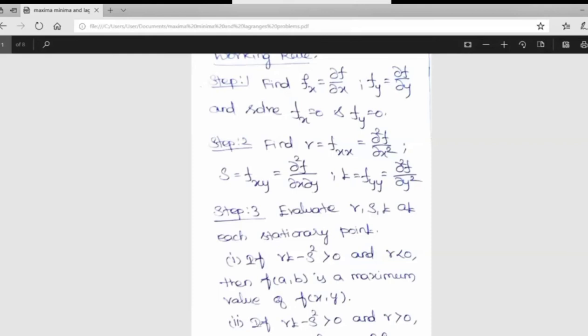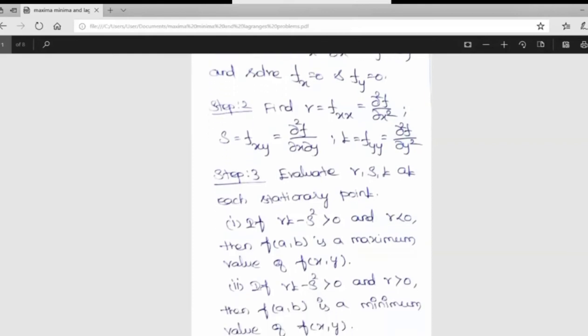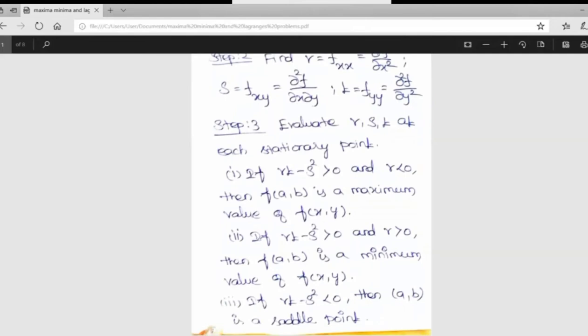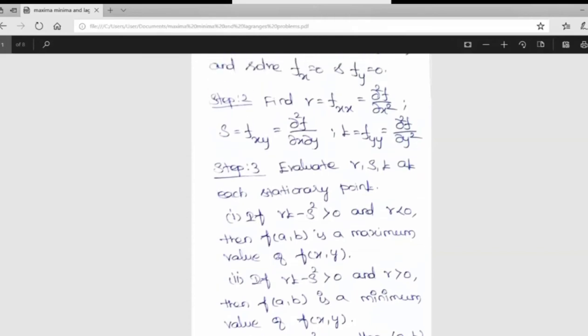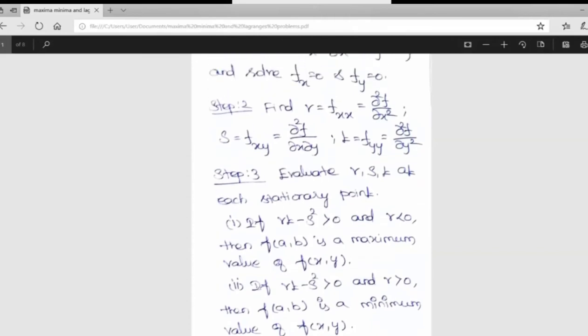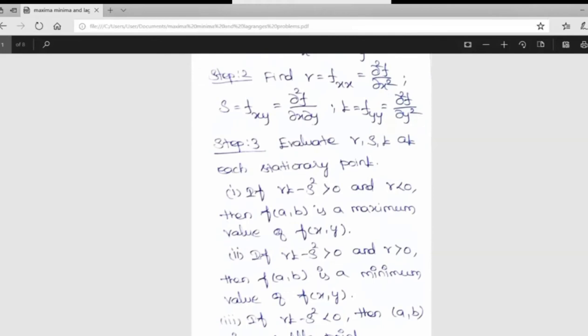With the help of that only, we can go to step 3. Step 3 means we have to evaluate R, S, T at each stationary point. That is, when we solve the first step, we get some points for x and y. Those points are called stationary points. All those points, that is the coordinates x and y, we have to substitute in our R, S, and T.